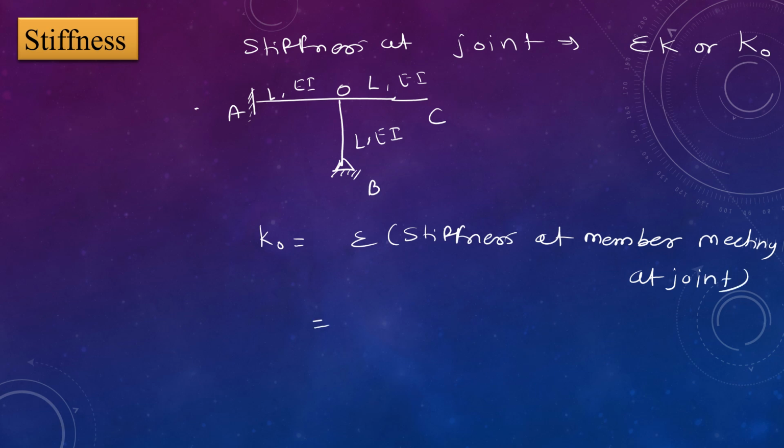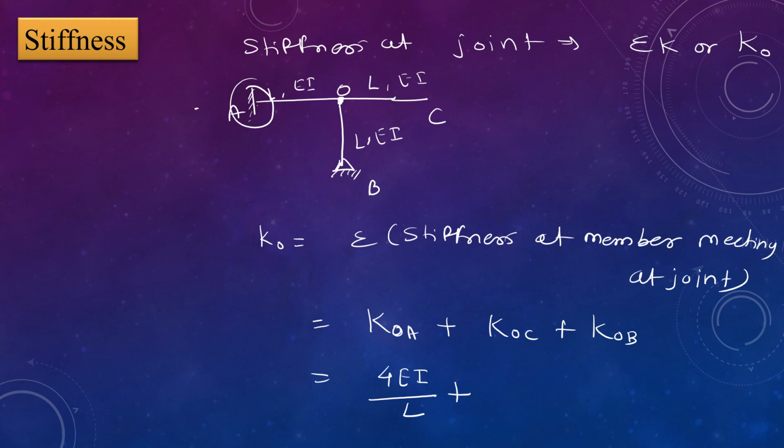Okay, so first member OA, so take it as KOA, stiffness of OA member, stiffness of OC member, stiffness of OB member. Okay, so take this joint or O joint as a center, and from this O the A support is fixed, means far end is fixed here, so the K value or stiffness value is 4EI by L plus KOC.